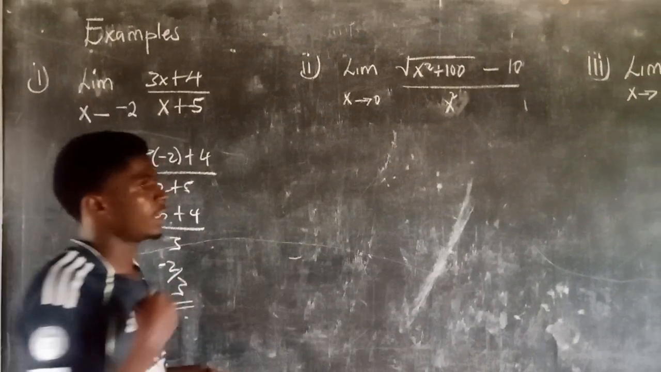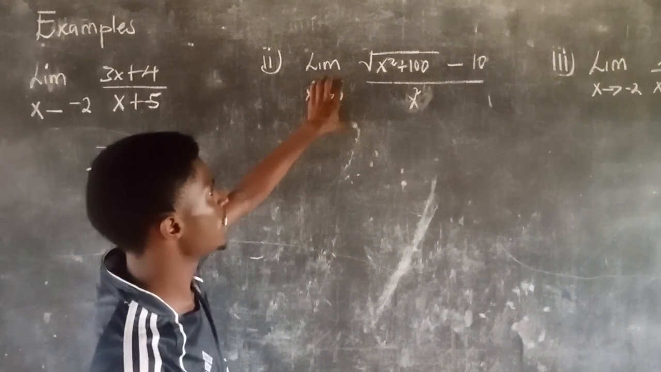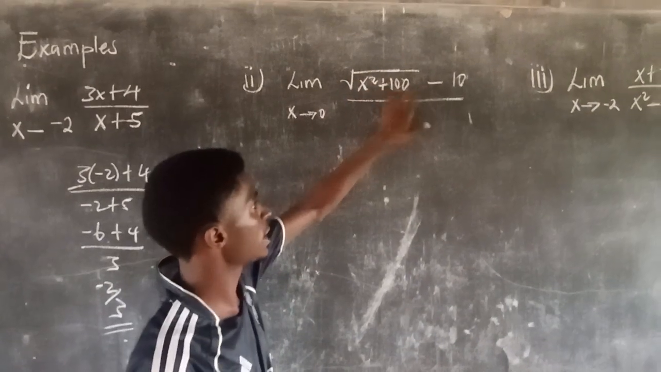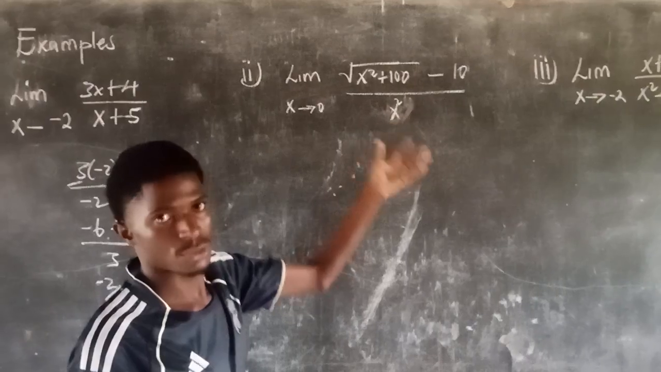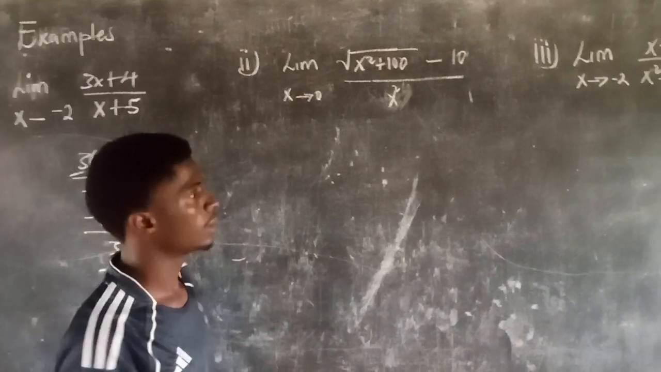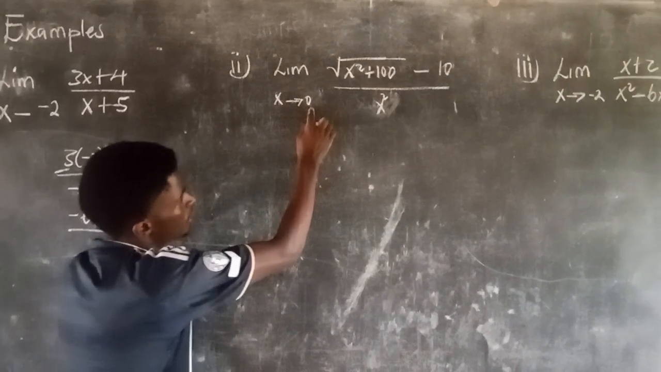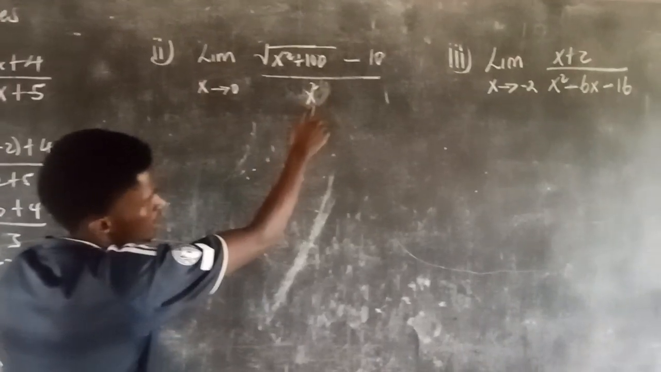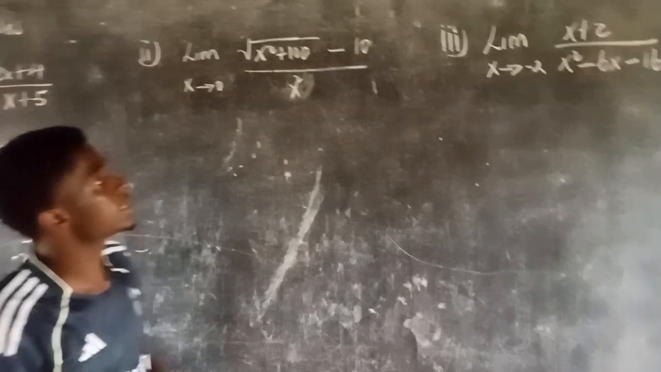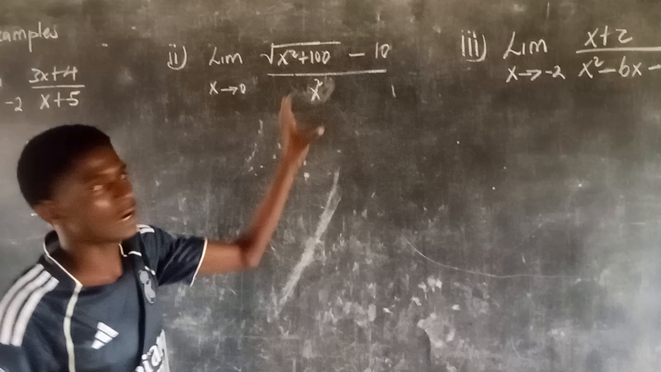Let's move to the next example. In this example, you have the limit as x approaches 0 of the root of x squared plus 100 minus 10, over x squared. So the first step, as usual, is direct substitution. When you substitute x equal to 0 where there is x squared here, you're going to have the denominator as 0. Meaning this function will be indeterminate, or in other words, undefined.